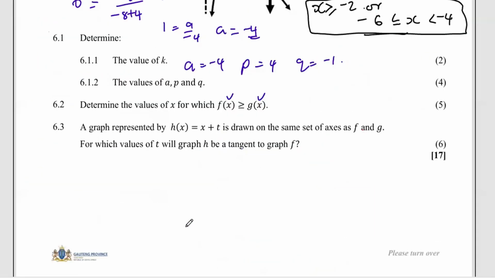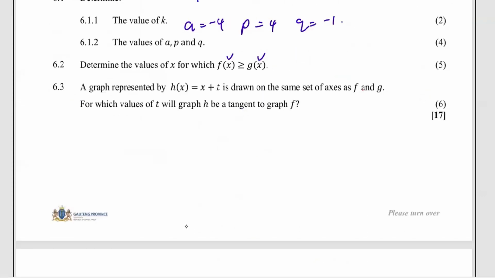All right, 6.3. A graph represented by h of x is given as this, drawn on the same set of axes as f and g. For which values of t will h be a tangent? So the graph can be a tangent, meaning that the graphs h and f will only intersect at one point. If it's intersecting at one point, it takes us back to the nature of roots, where b squared minus 4ac should be equal to 0.